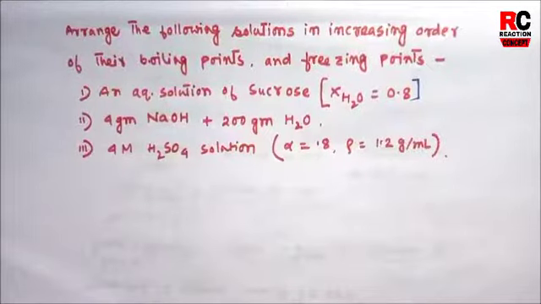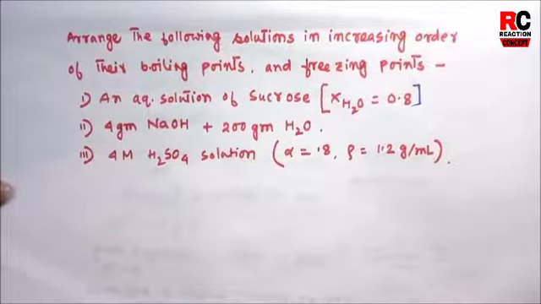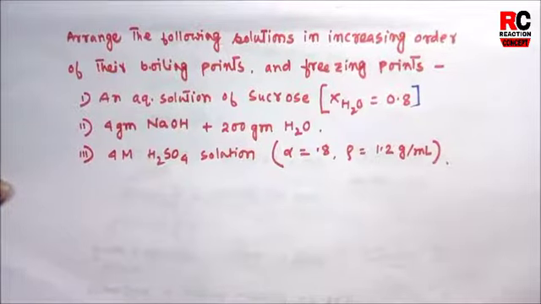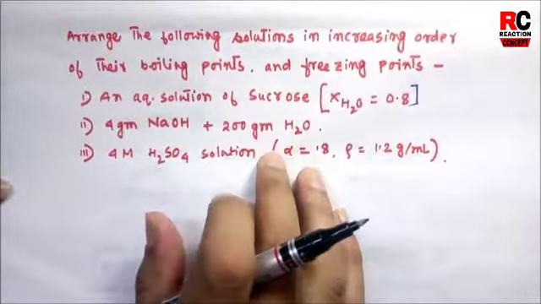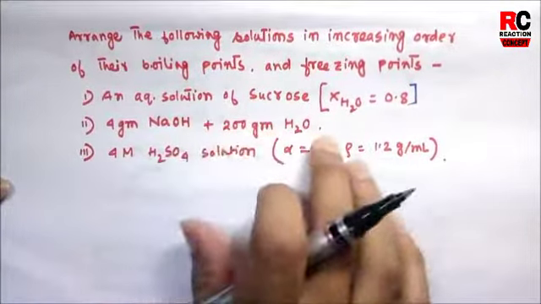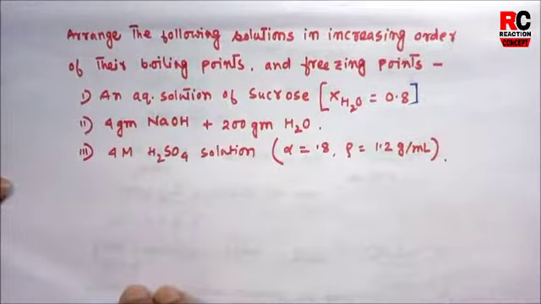So students, this is the third problem we are discussing here. This is a very important problem, and you should have a very good concept of elevation of boiling point and depression of freezing point. Then you can solve this problem. In the problem it is asked to arrange the following solutions in increasing order of their boiling points and freezing points. Three different solutions are given, all solutions of non-volatile solute. In the question, the concentrations of the solutions are given.